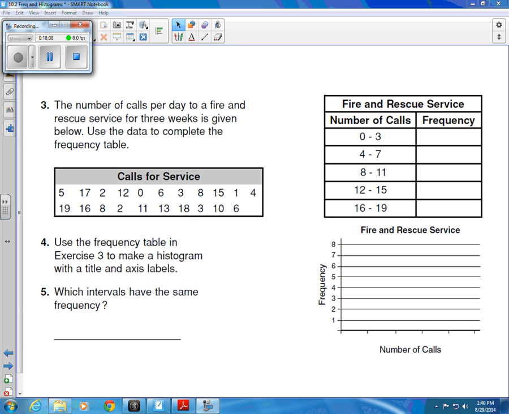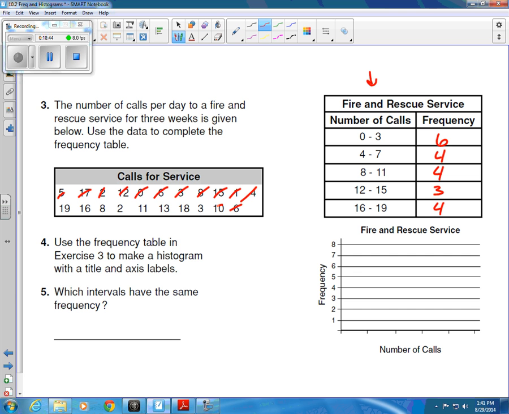Here we have the number of calls per day to a fire and rescue service for 3 weeks given below. Use the data to complete the frequency table. So all I'm going to do is take a look at my frequency table over here. It says number of calls, and it has different ranges. So all I'm going to need to do is quickly count up how many I have in each of those ranges. And once I have that done, I'm going to double check by making sure I cross off all my numbers over here. So quick, pause this and fill that table out. Great, now that we have a frequency for everything and we have double checked to make sure we have all 21 over here, I have 21 crosses. I add up all these numbers, I get to 21. I made sure I didn't miss anything.